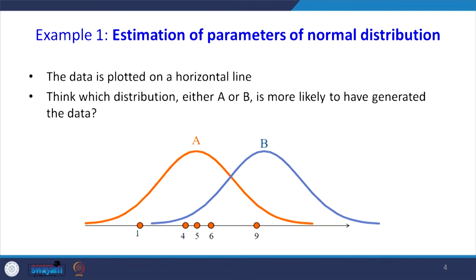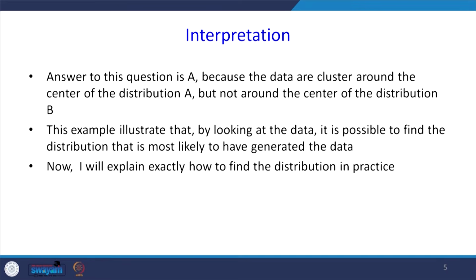Suppose the data is plotted on a horizontal line this way. Think which distribution, either A or B, is more likely to have generated the data. Pause the video, you can think. The answer to the question is A, because the data are clustered around the center of distribution A, but not around the center of distribution B. This example illustrates that by looking at the data, it is possible to find the distribution that is most likely to have generated the data.